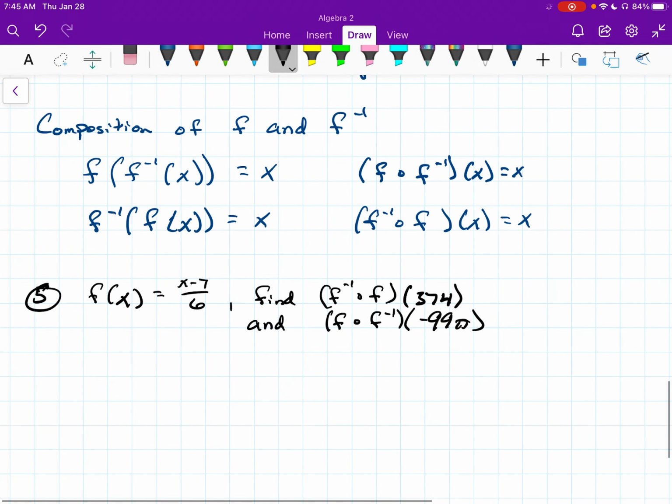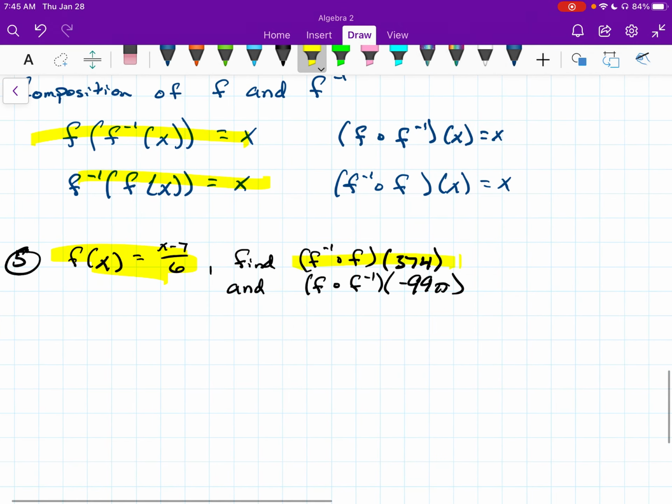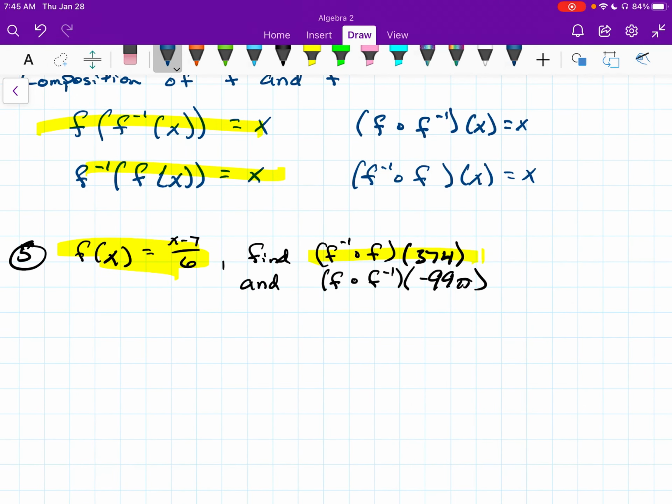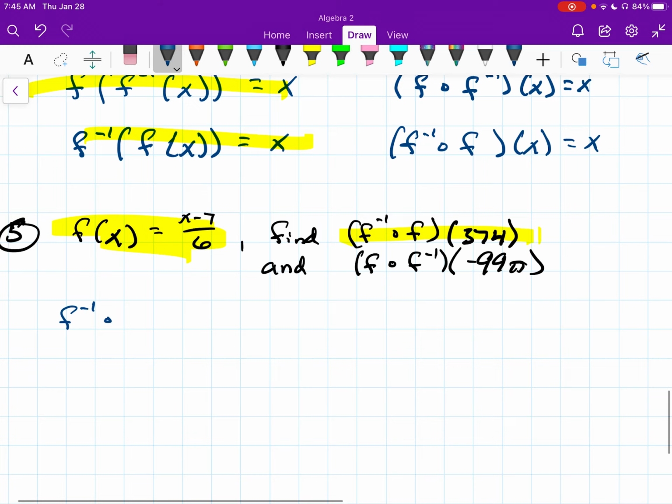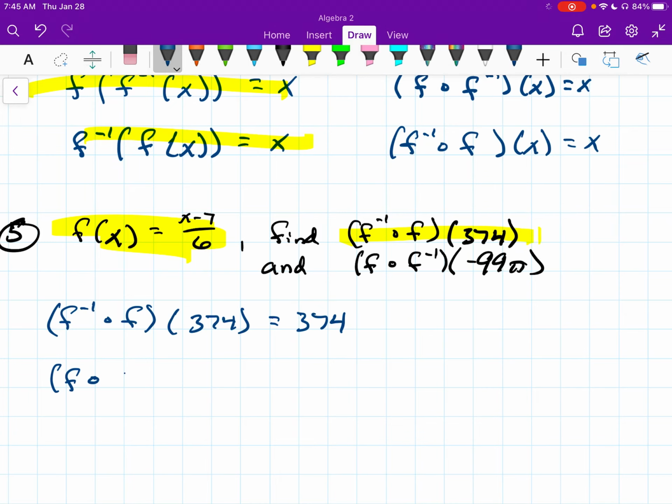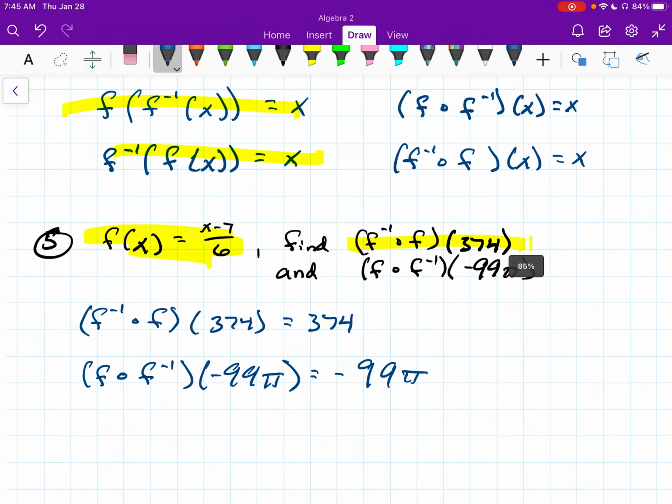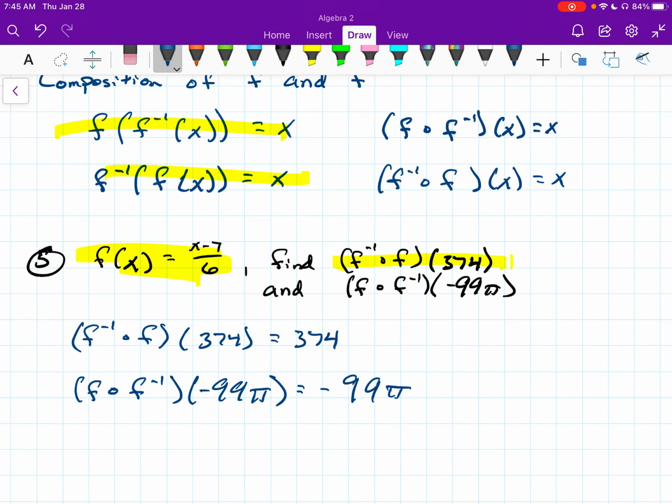Well, based off of what we have up here, this does not matter. Our function that's listed there, we don't care about it at all, right? We just care about this statement there. So we could say, well, f inverse of f of 374, well, that just has to be 374. And the other idea of it is, well, f composed of f inverse of negative 99 pi has to be just plain old negative 99 pi, right? We don't care at all about our function because we have that rule.